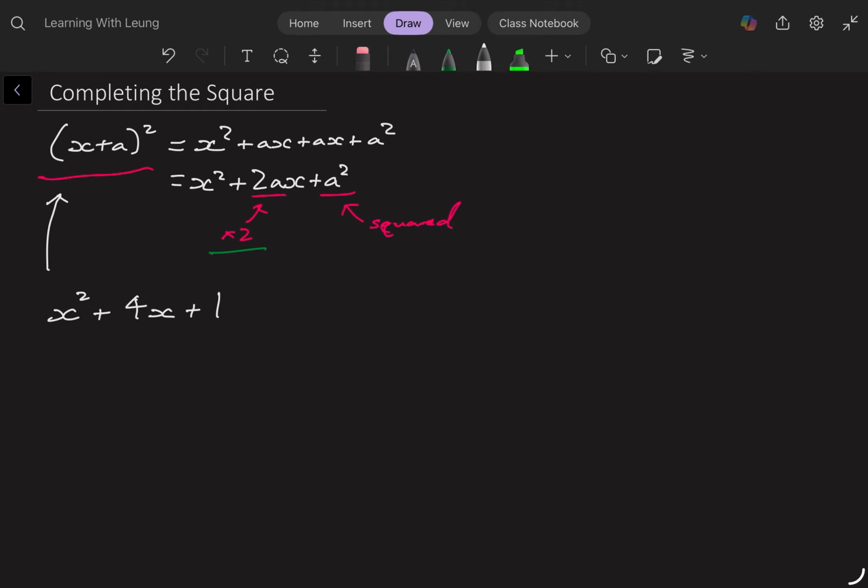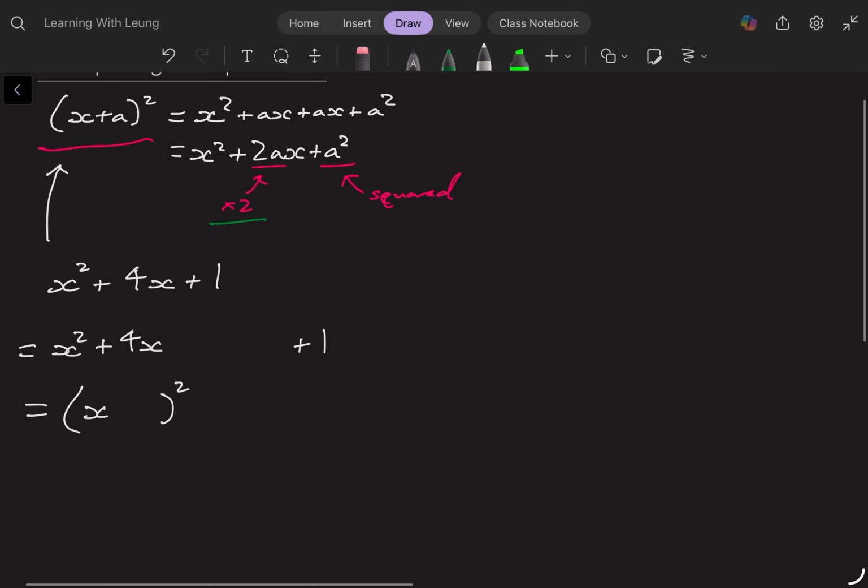So firstly, I'm going to split up my expression a little bit, just to help me see. We're going to throw the 1 on the end. And now we're going to think: we want this thing to be equal to x plus or minus something, squared. So how are we going to do that? Well, we're going to exploit this pattern above, the one that I've underlined in green. We know that we can take the number in front of x, divide it by 2, and that will give us a.